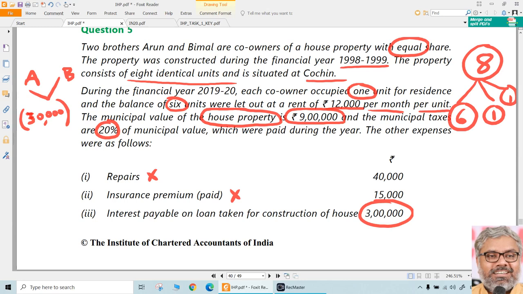Now look at the other let out portion first. Let out portion, what we have to look at? Municipal value is given. Municipal valuation is how much? 9 lakhs for the entire property. Let out properties are only 6. So 9 lakhs into 6 by 8 means how much? 6 lakhs 75,000 is the municipal valuation. That is the expected rent, because there is no fair rent that is given, no standard rent is given. So expected rent is 6 lakhs 75,000.